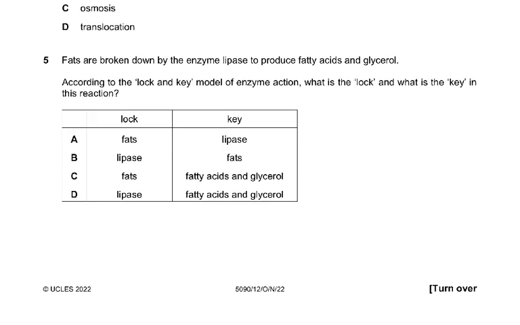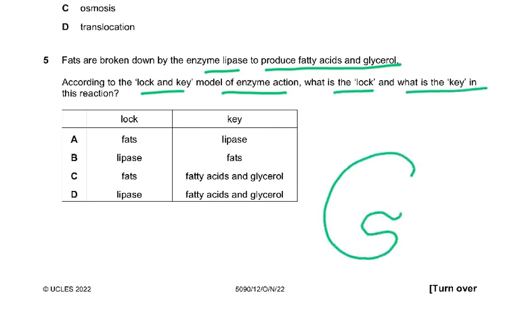Then it says fats are broken down by enzyme lipase to produce fatty acids and glycerol. According to the lock and key model of enzyme action, what is the lock and what is the key? So if this is the enzyme, then the enzyme is the lock and the key is the substrate which fits into it. So what we have to understand is that the answer is B.